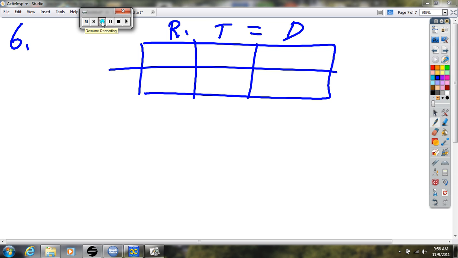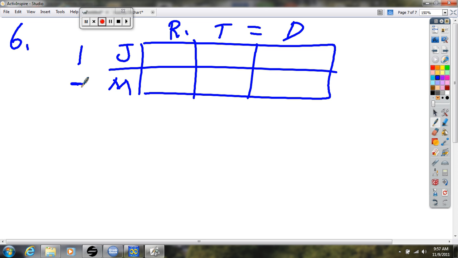Number 6. Julio left home driving north 1 hour before Mark. So what do we have? Julio and Mark. Who left first? How long did he travel? He traveled for an hour. That's 1. And Mark is nothing, right?